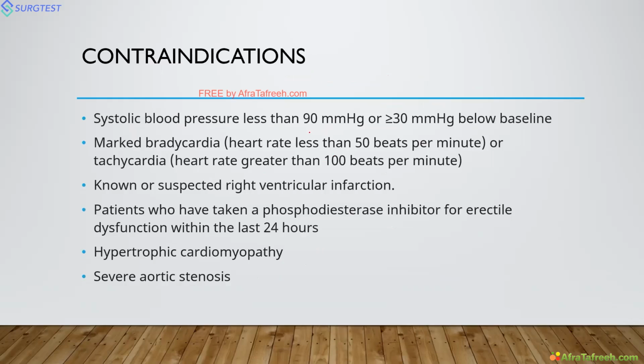Okay, these are the contraindications. Mainly we should not use nitrates whenever the patient has low BP, less than 90 mmHg, or marked bradycardia or tachycardia. Whenever the patient has right ventricular MI, he will already have decreased preload. You should not decrease the preload again by giving nitrates, as it causes profound hypotension.